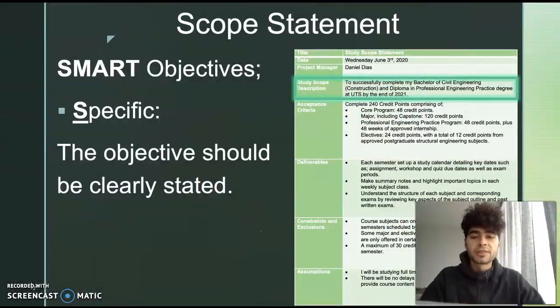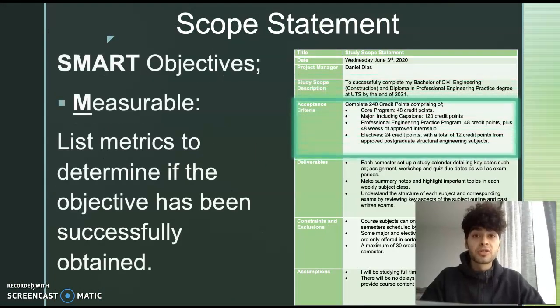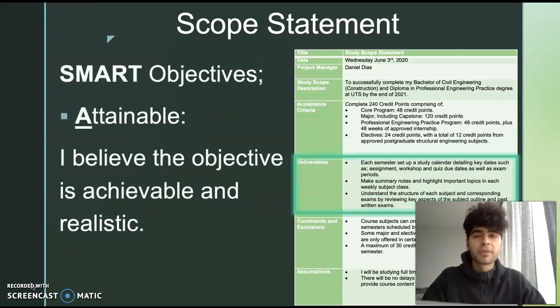So firstly, be specific. The objective is clearly stated. Secondly, measurable, so list metrics to determine if the objective has been successfully achieved, so in the form of credit points being attained. Thirdly, attainable, so I personally believe the objective is achievable and realistic by following the deliverables on the right.